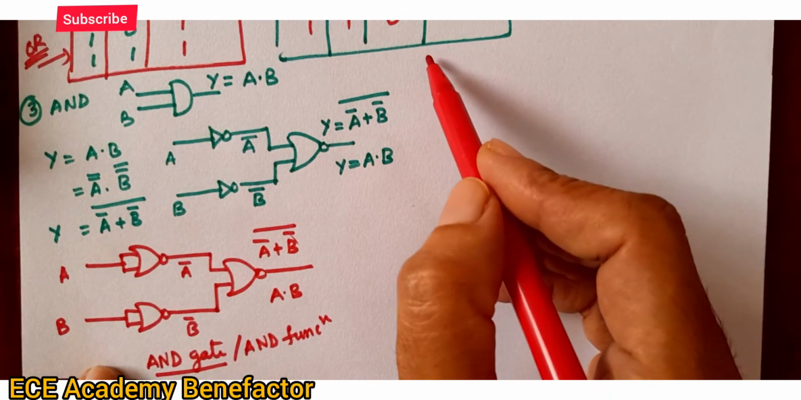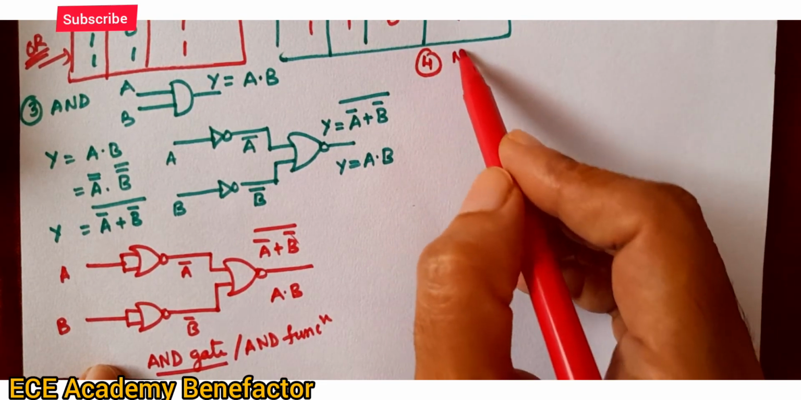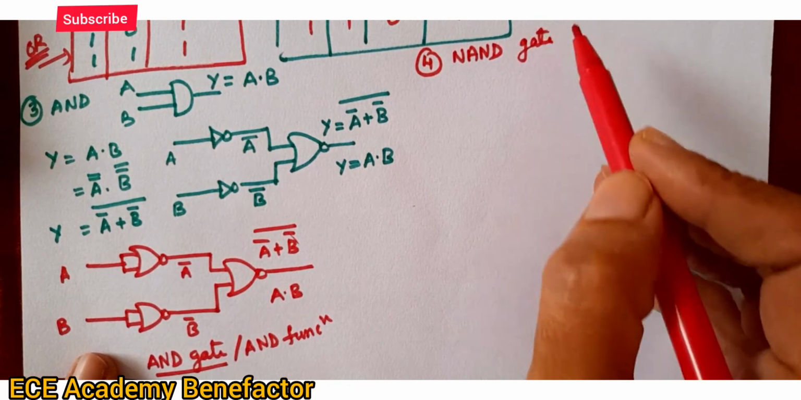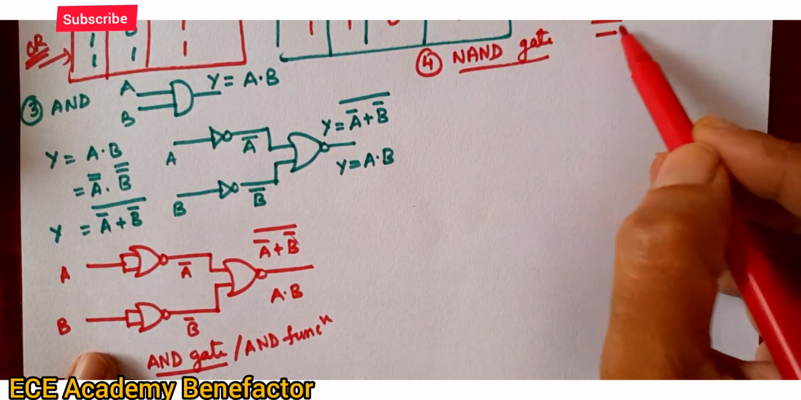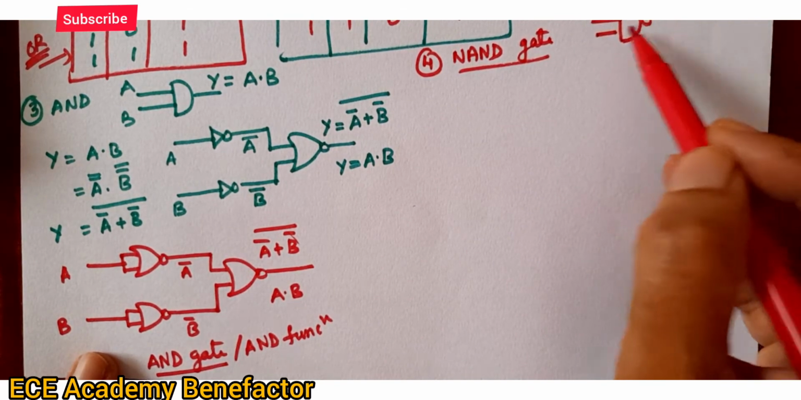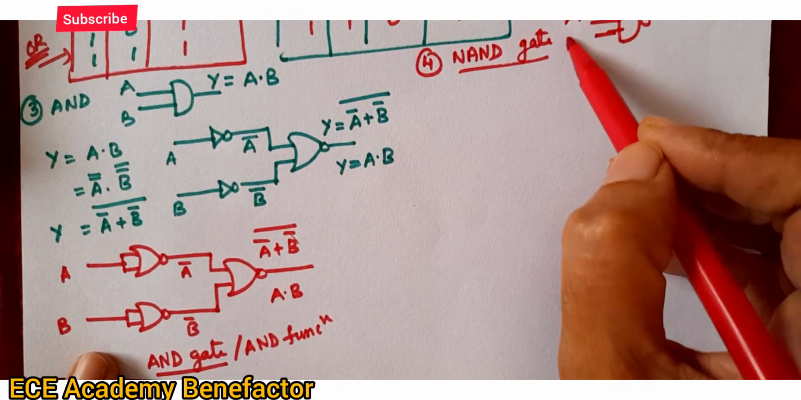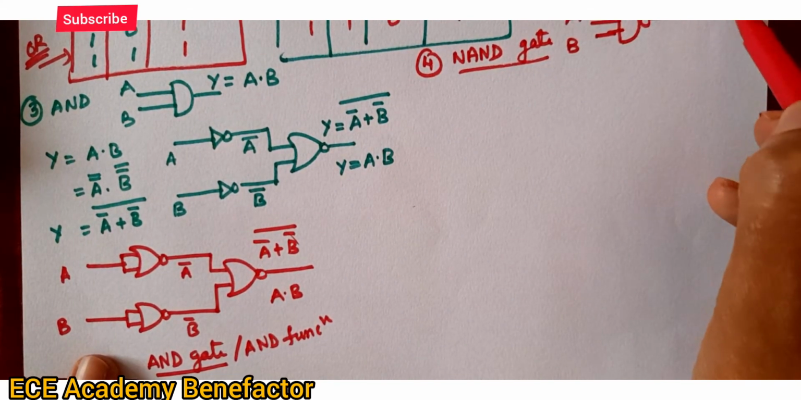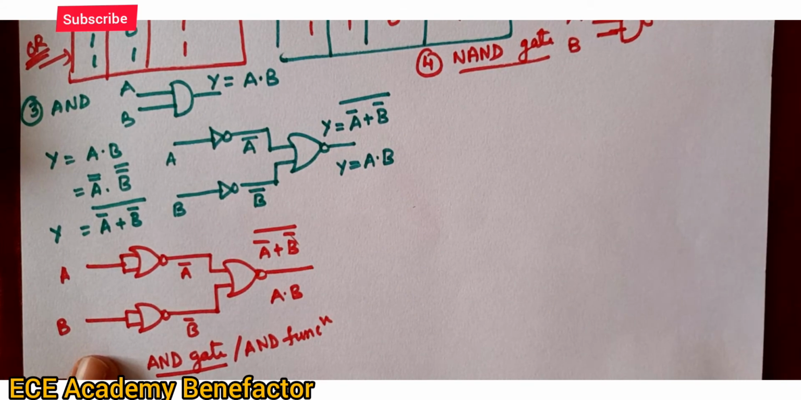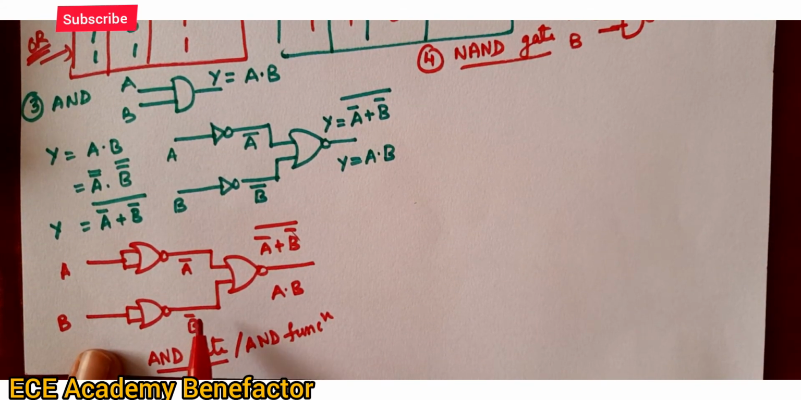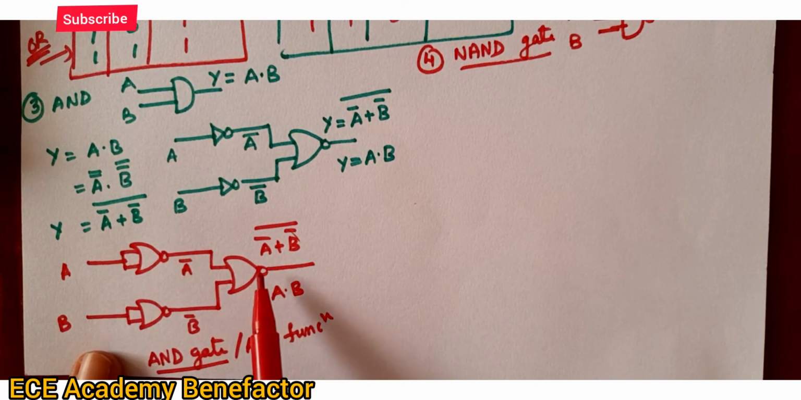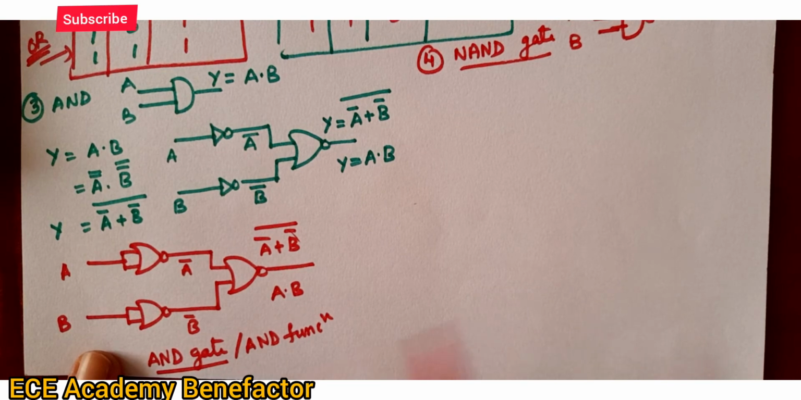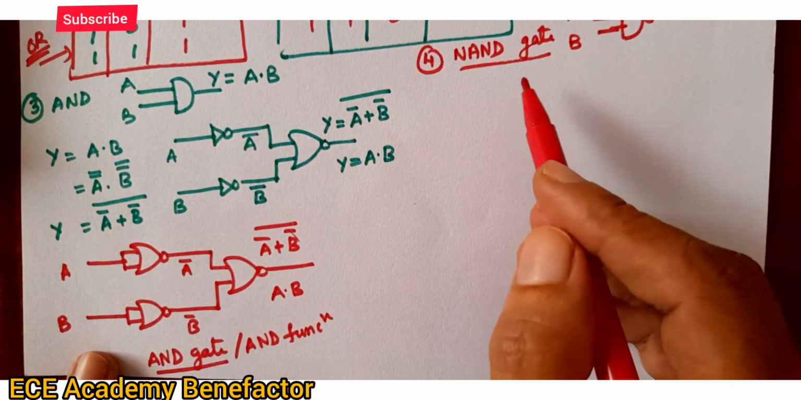Let us now design the fourth function, NAND function. NAND gate. What is the NAND gate symbol? A bubble before an AND gate. Let the inputs be A and B. The output A dot B is an AND gate and a bubble means a complement of it. So here we have already designed an AND gate. So after this, if I place a NOT gate, it becomes a NAND gate.